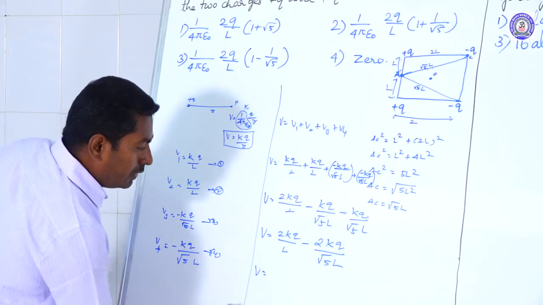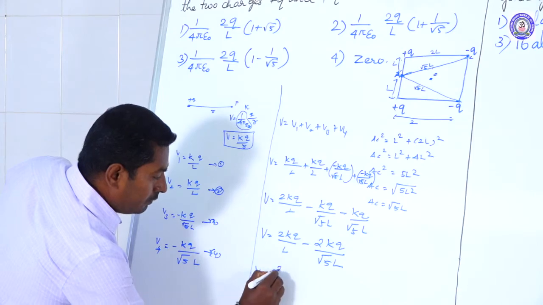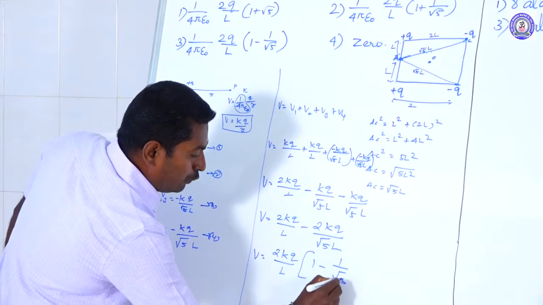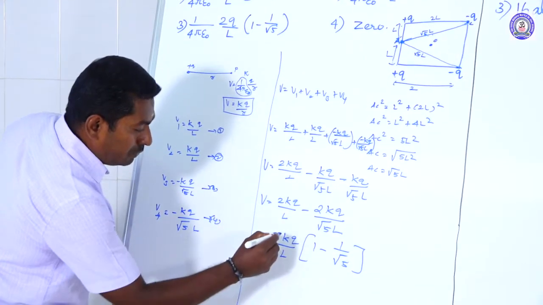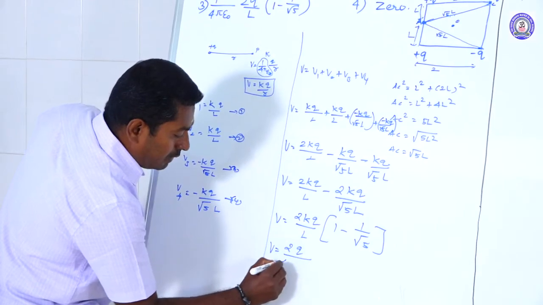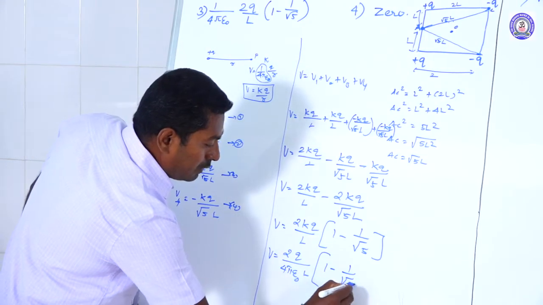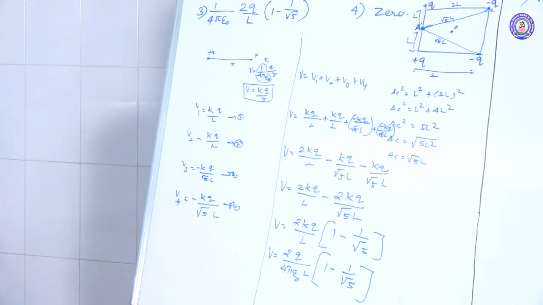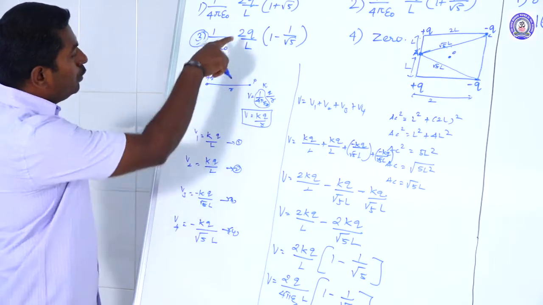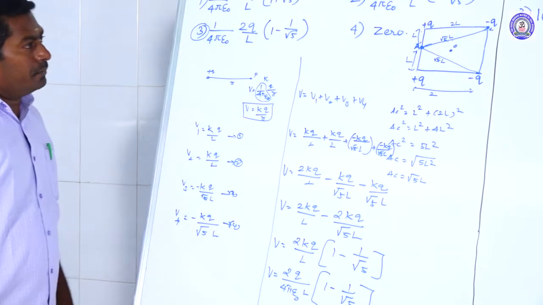Then V is equal to, taking the common term out, 2KQ divided by L of 1 minus 1 divided by root 5. Then V is equal to K value 1 divided by 4 pi epsilon naught. So 2Q divided by 4 pi epsilon naught L of 1 minus 1 divided by root 5. Third choice: 2Q divided by 4 pi epsilon naught L of 1 minus 1 divided by root 5.